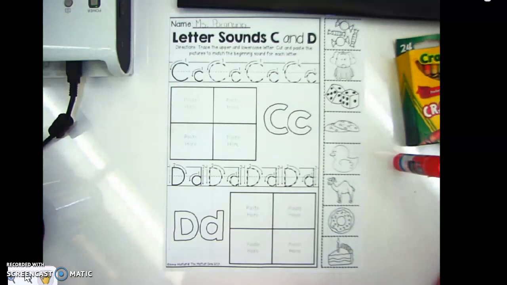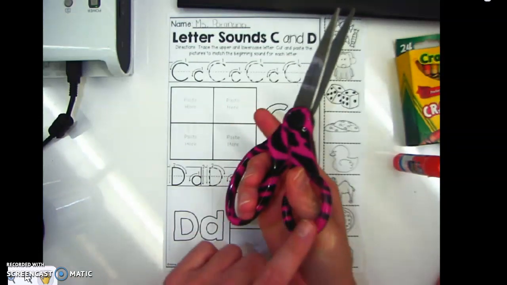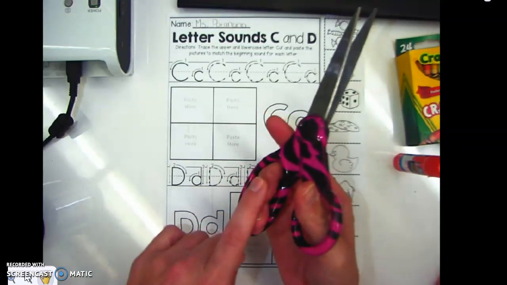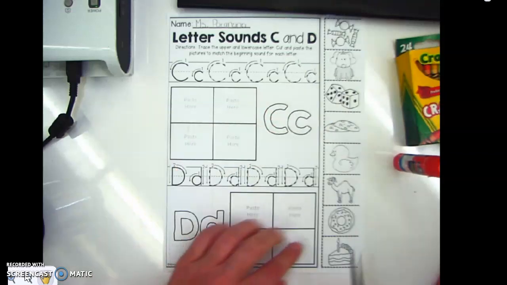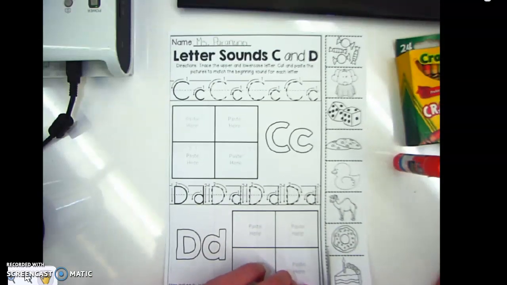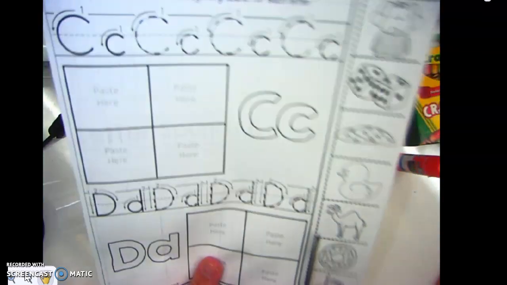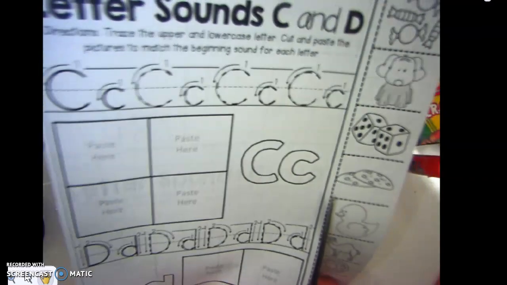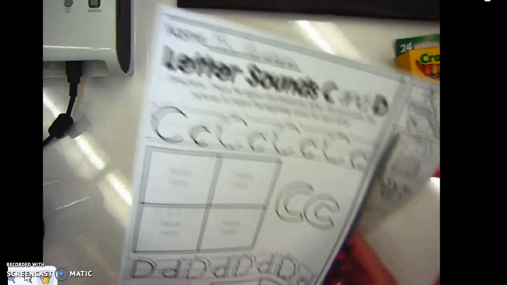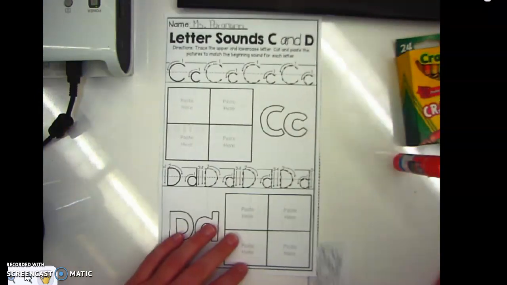Okay, friends, now I'm going to cut out my strip. Remember, when you hold your scissors, you're going to put your thumb at the top and the rest of your fingers at the bottom, and your pointer finger is going to be your guide. So I'm going to cut out my pictures. And then I'm going to decide where they go.